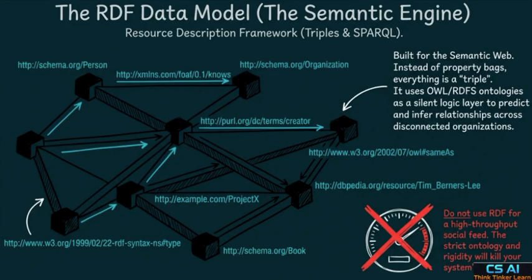The alternative is the RDF data model, the semantic engine. Instead of property bags, it uses triples: subject, predicate, and object. RDF was built for the semantic web and uses strict ontologies to infer relationships across disconnected organizations. While powerful for data interoperability, do not use RDF for a high-throughput social feed. The strictness and logical overhead will kill your system's velocity. Use it for knowledge graphs, not high-speed behavioral data.